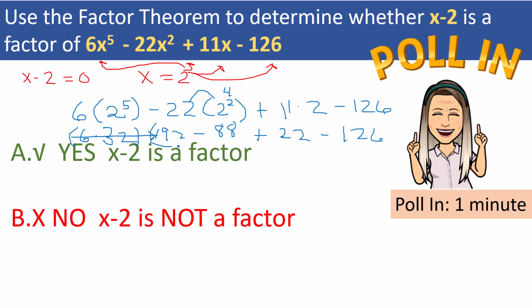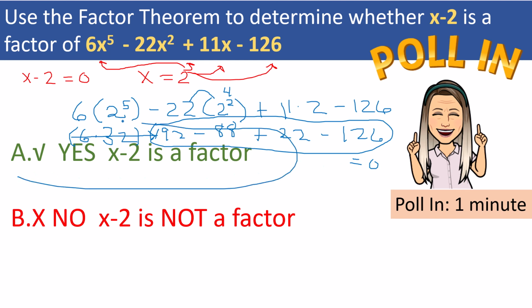All right, now take these numbers and let's combine them and see what we get. 192 minus 88 plus 22 minus 126 is equal to 0. So yes, x minus 2 is a factor.